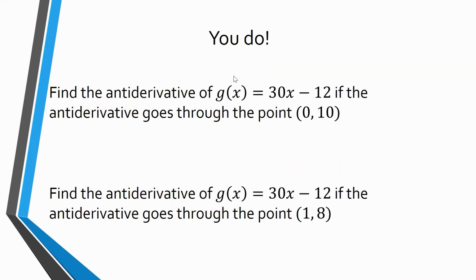Let's do these problems. We want to find the antiderivative of g of x equals 30x minus 12 if we know that the antiderivative goes through the point (0, 10). And we also want to find the antiderivative of that same function, g of x equals 30x minus 12, if the antiderivative goes through the point (1, 8).